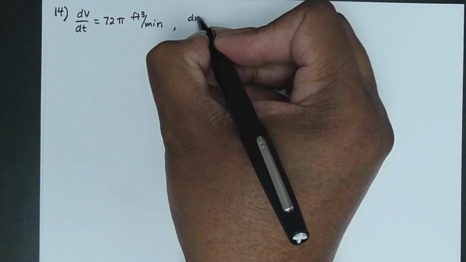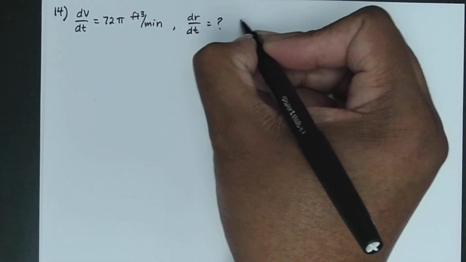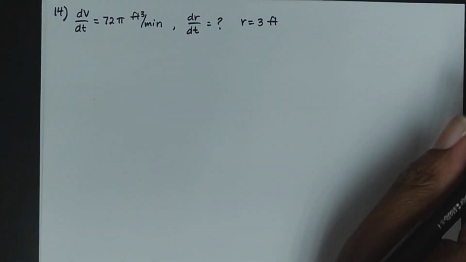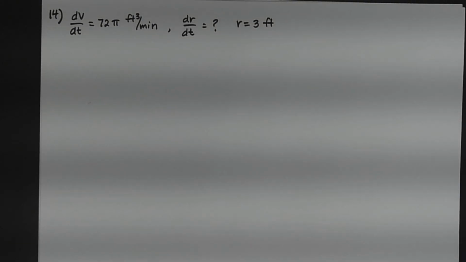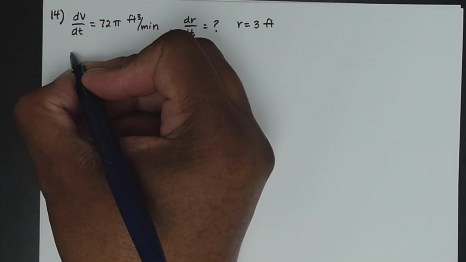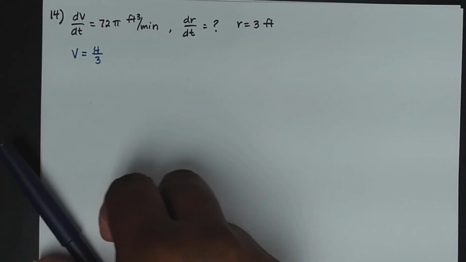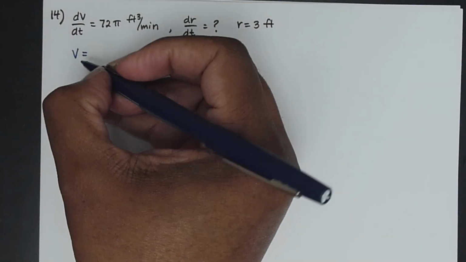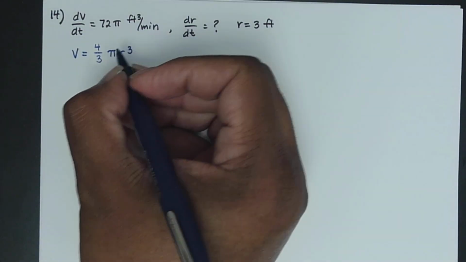We're trying to find dr dt. How fast is the balloon's radius increasing? At the instant the radius is 3 feet, so your radius there is 3 feet. That's given to you. There is a formula for the volume of a sphere, since we're dealing with a spherical balloon. So here the volume is going to be 4/3 pi r cubed. Let me make that 4/3 look like a 4/3. 4/3 pi r cubed.